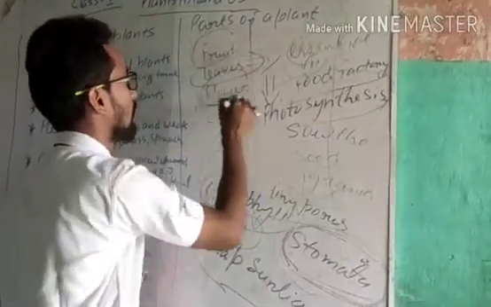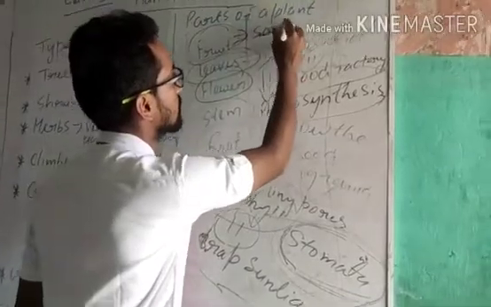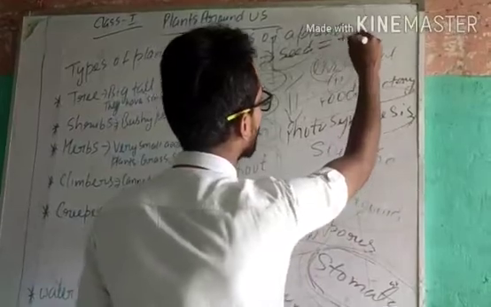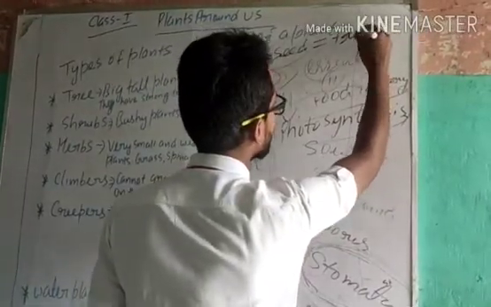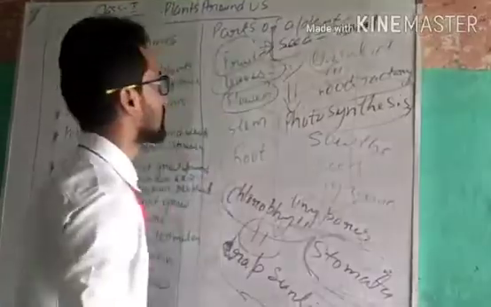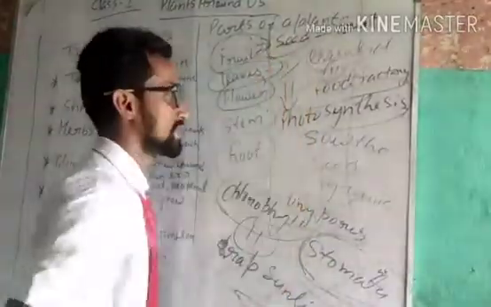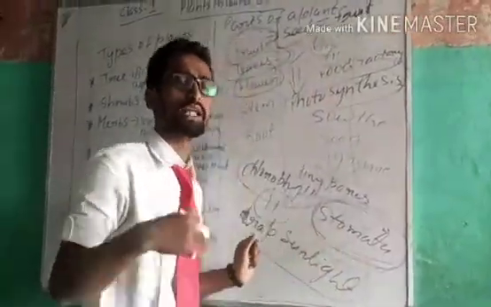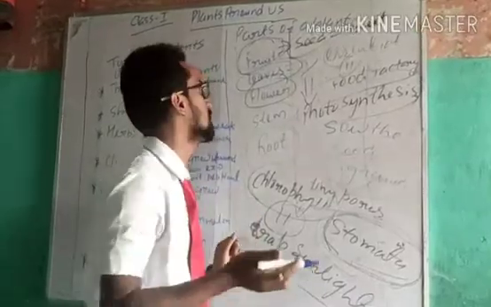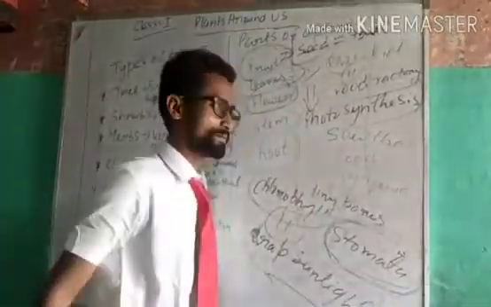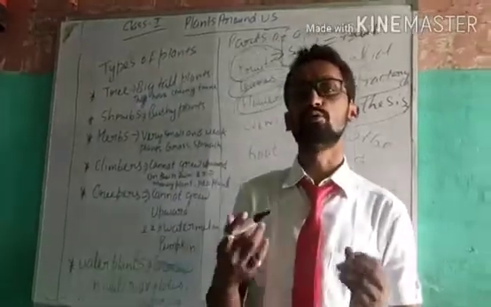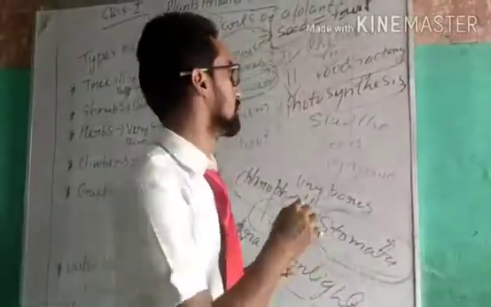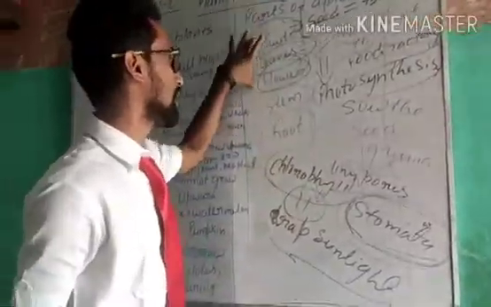Now fruit and flower. You have seen seeds. Seeds are contained in fruit. It means fruit is also an essential part because it contains seed, and seed is essential for the development of another plant. Flower develops into fruit. Now today's lesson on parts of the plant is complete.